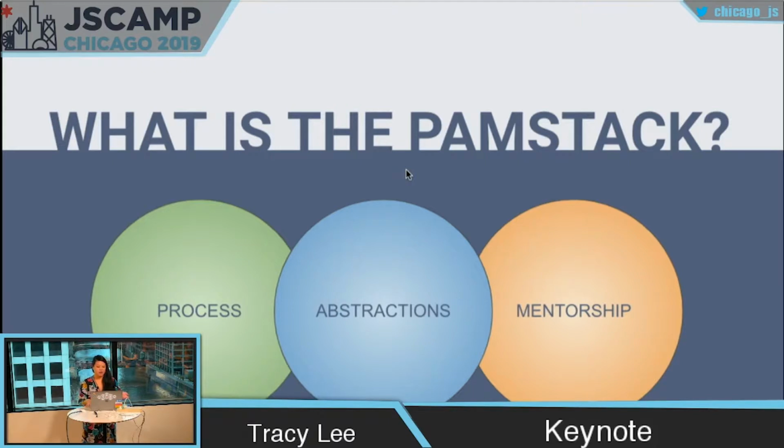So my next favorite pillar is abstractions. Abstractions are basically things that help make building software more accessible. I'm going to talk about a lot of tools and abstractions and approaches today, which hopefully help your teams achieve greater happiness, productivity, and inclusivity.